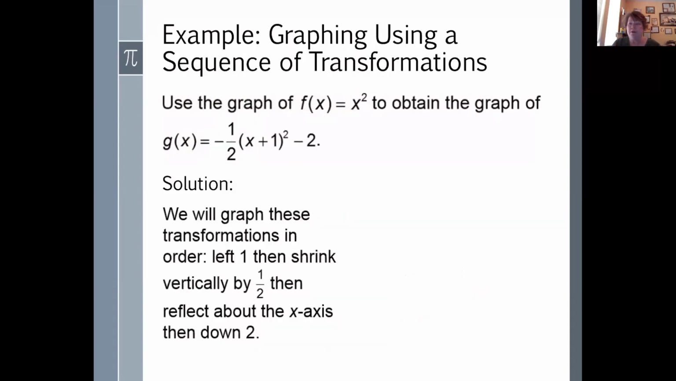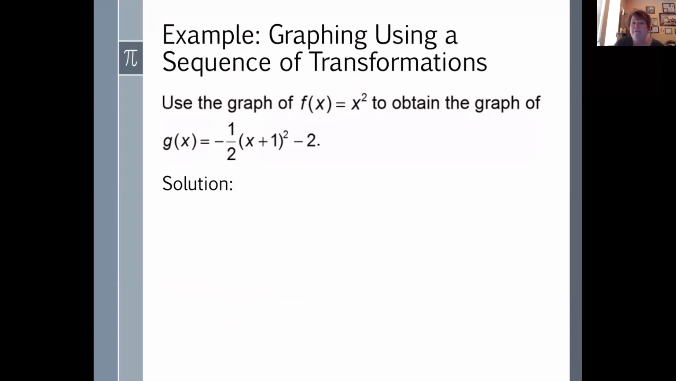Okay, so what are we doing to this graph? Use the graph of f of x equals x squared to obtain the graph of g of x equals negative 1/2 times (x plus 1) squared minus 2. So what transformations are occurring to your standard quadratic function? Again, in MyMathLab, you have to tell it what transformations are happening. You graph the original function, the standard quadratic function, and a dialog box will pop up where you type in what shifts, shrinking and stretching are happening.